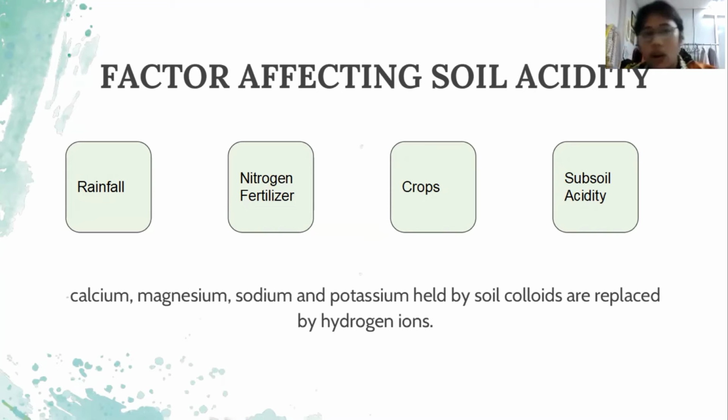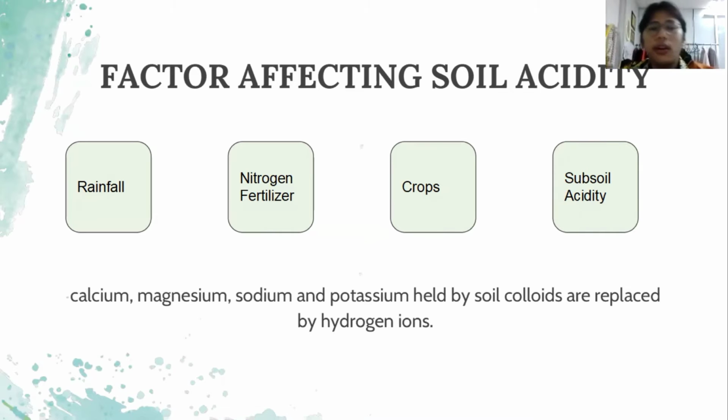Legumes like soybean, alfalfa, and clover tend to take up more cations in proportion to anions. This causes hydrogen ions to be released from the plant root to maintain the electrochemical balance within the tissue. The result is net soil acidification. And lastly is subsoil acidity.